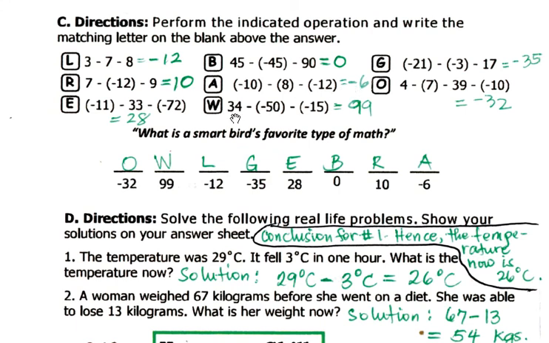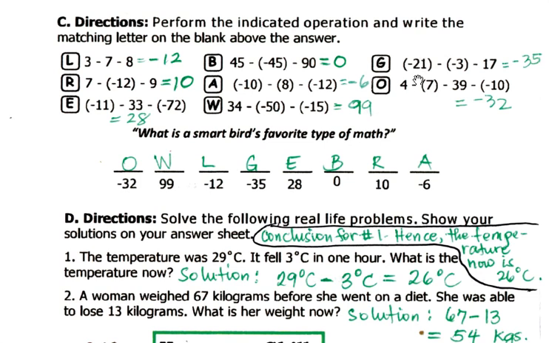Next, 30. This becomes plus. So 30 plus 34 plus 50. That's 84. 84 plus 15 becomes 99.